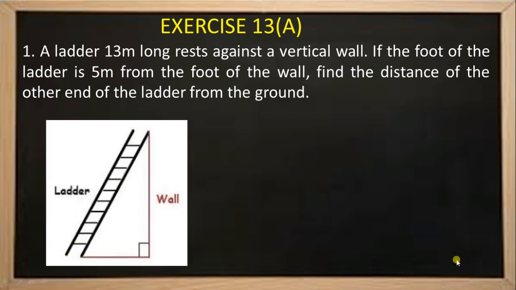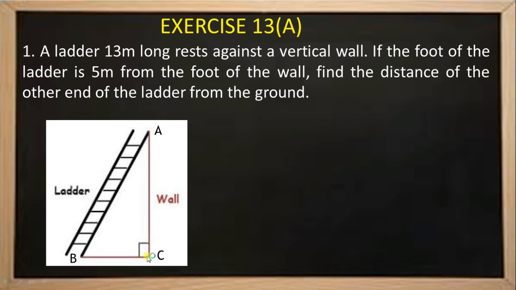So let us understand this problem with the help of a diagram. Notice this diagram, how the ladder rests against a wall. In general, it is a common thing that a ladder cannot rest straight. So the ladder will always be kept slanted to the vertical wall. So this is the ladder. Let us name these points A, B, C.